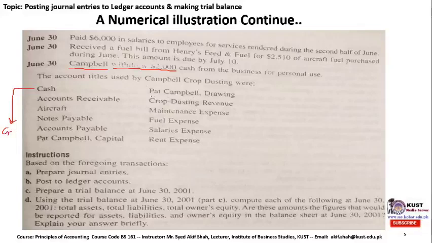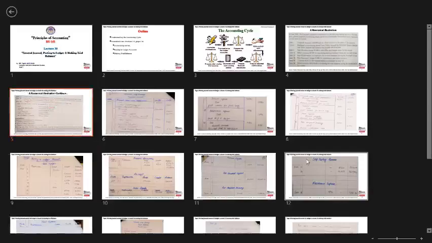On the other hand, we have the Pat Campbell drawing account. So when there is drawing in the company, it will have a debit entry because this title decreases the owner's equity. When there is a decrease in owner's equity, it is recorded as a debit entry. So let's move to the solution section.